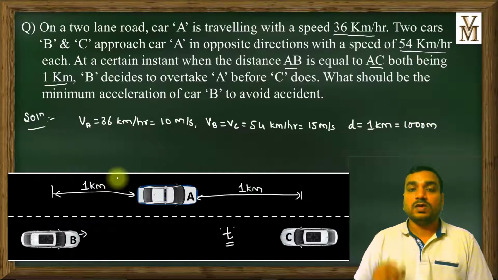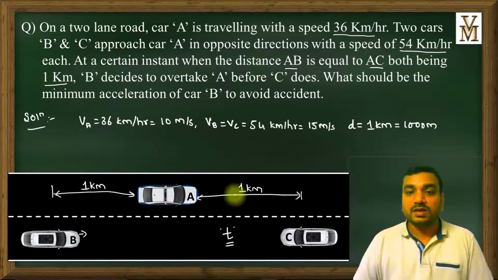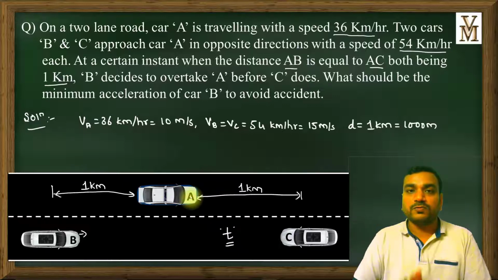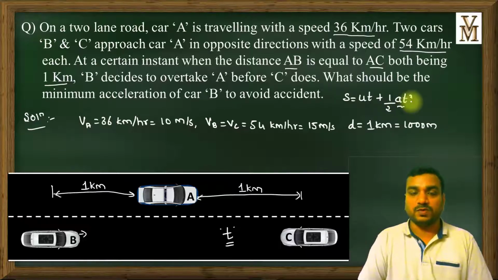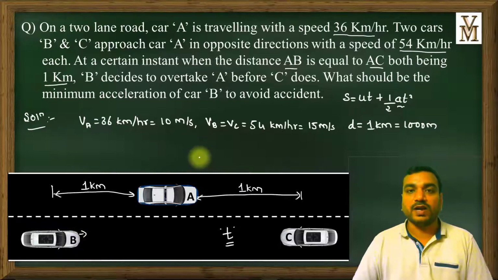Now, in order to find the time taken by car C to cross car A, we need to find the relative velocity of car C with respect to car A. After finding the time t seconds, we have to use the formula S equals ut plus half at square to find the acceleration of car B. So let us try to find the relative velocity of car C with respect to car A and the relative velocity of car B with respect to car A first.